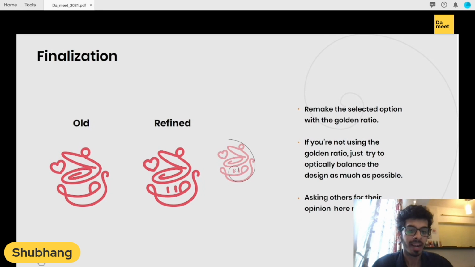And it is also great to ask others for their opinion when it comes to the finalization stage, because at times when you have worked with your own logo for such a long time, you might not find these small errors and bits which others might quite easily identify. So it's great to ask for opinions as well in this stage.